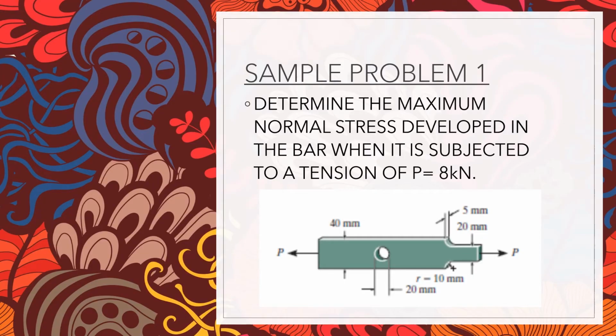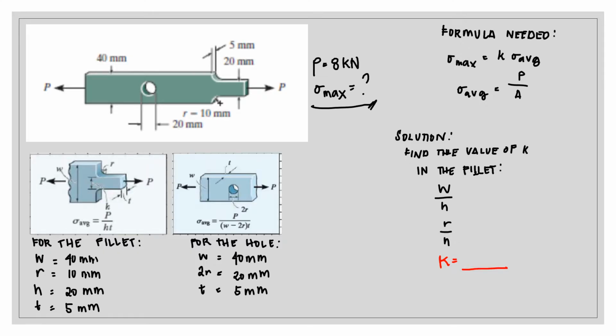Sample problem 1. Determine the maximum normal stress developed in the bar when it is subjected to a tension of P equals 8 kN. So we have this figure. We have P equal to 8 kN and we need to find the maximum normal stress.